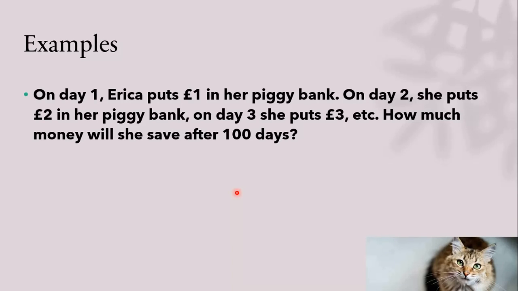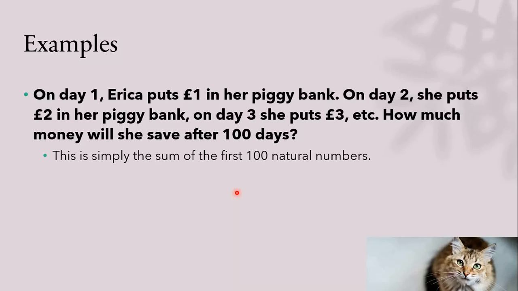So this is a wordy example, but it's simple once you realise what's happening. So on day 1, Erica puts £1 in her piggy bank. On day 2, she puts £2 in her piggy bank. On day 3, she puts £3, and etc. How much money will she save after 100 days? This is simply the sum of the first 100 natural numbers. So S of 100, based off the formula we did before, is half times 100 lots of 100 plus 1, which is 50 lots of 101, which is £5,050.